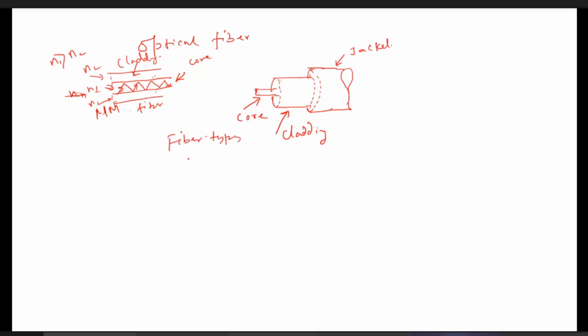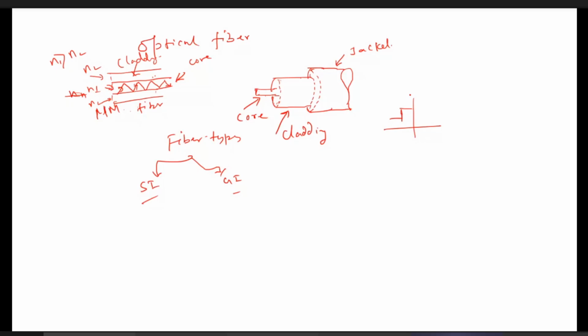And if you see this optical fiber, there can be two fiber types. There can be step index fiber, or there can be graded index fiber. In step index fiber, there is a certain change of refractive index. If it is N1, this is N2, right? A step change of refractive index is there. That is step index. In GI fibers, the refractive index changes gradually. Graded index means you see the refractive index profile.